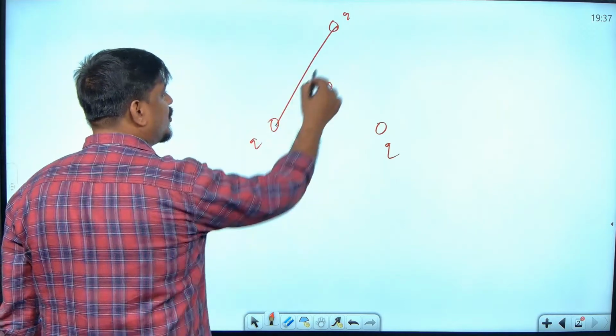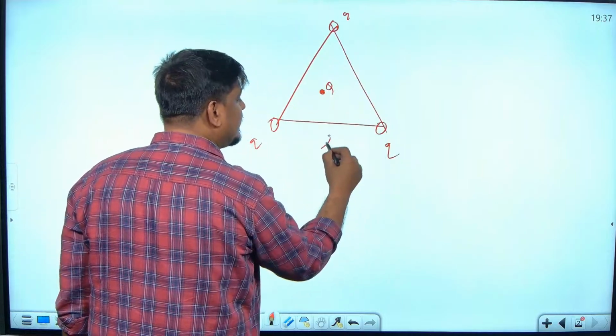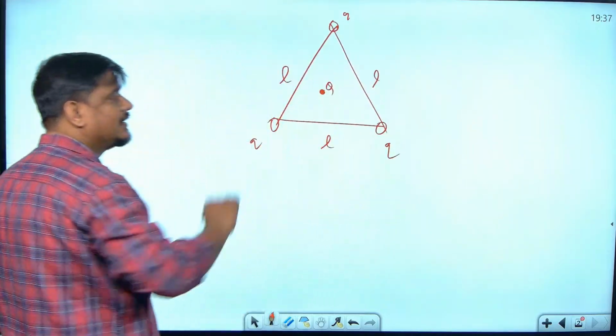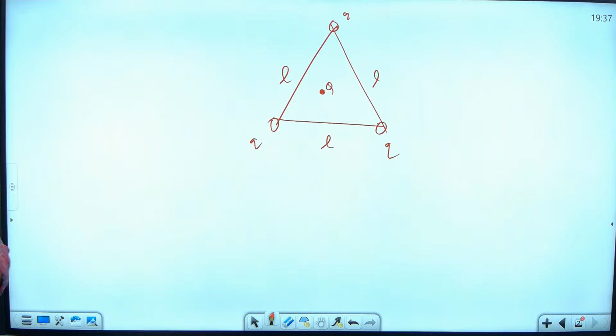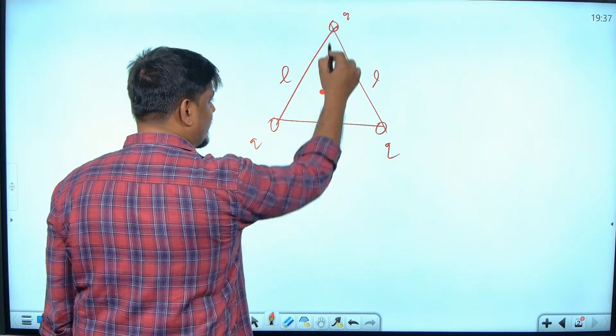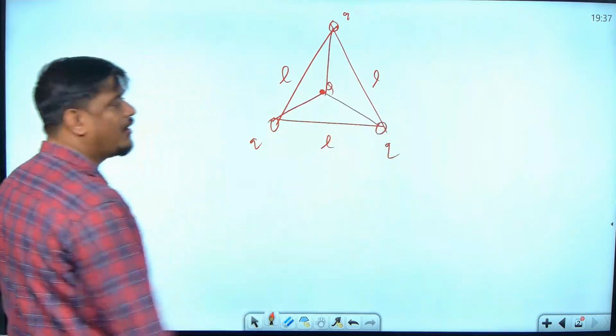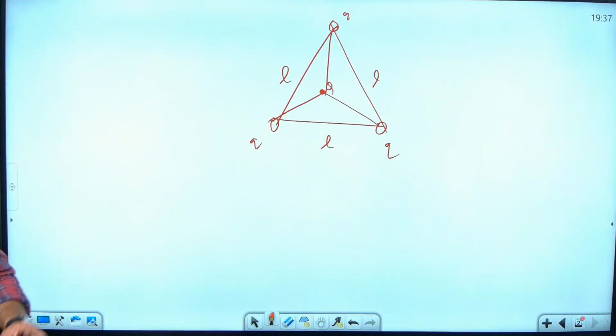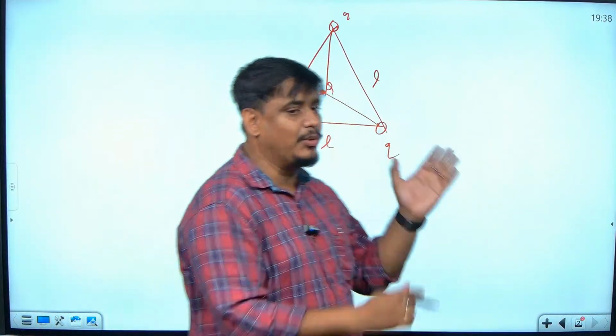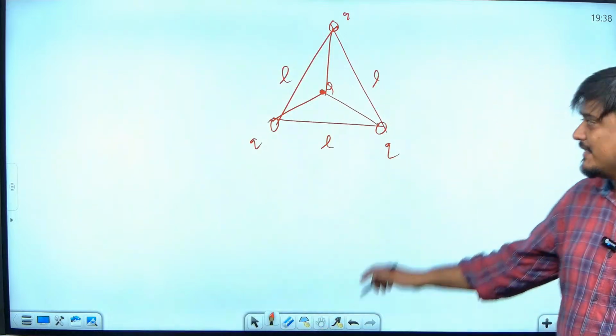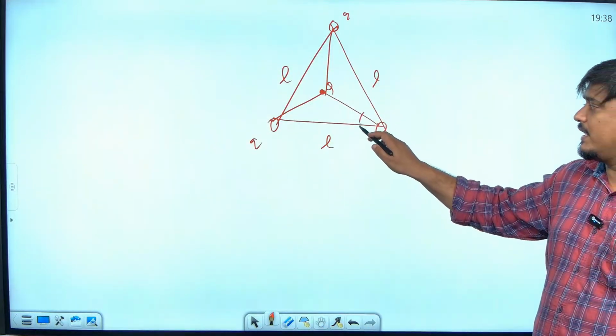I told you, when you have a triangle and if it is an equilateral triangle, the easiest way to find the centroid is this: what is a centroid? It is a point where all the medians are intersecting. And what are the medians? They divide the opposite side in equal halves and the angles in equal halves. If it is 60 degrees totally, this will become 30 degrees, this will become 30 degrees.